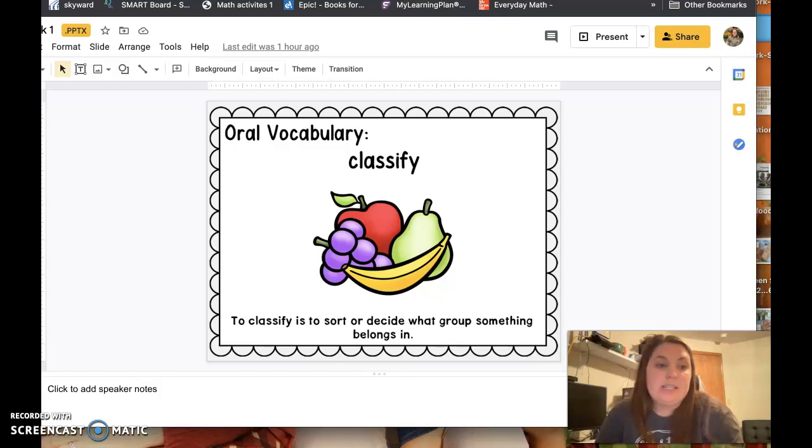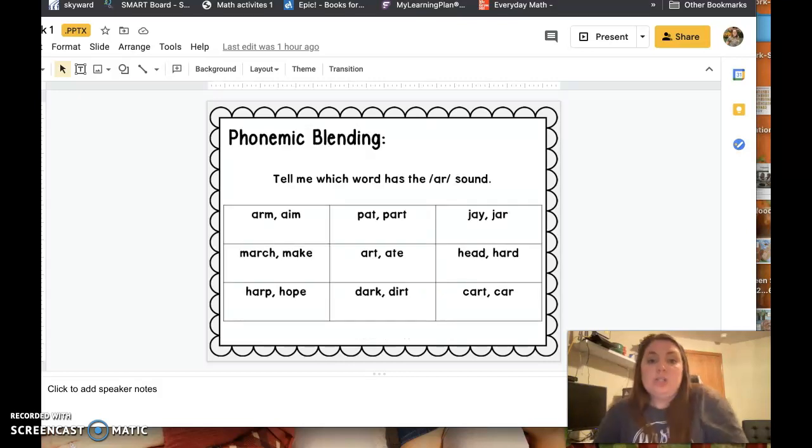All right, our next thing is you're going to tell me which word has the R sound. Here we go. Arm, aim. That's right, arm. Good job. Pat, part. Part has the R sound. J, jar. Jar has the R sound. March, make. March has the R sound. Art, 8. Art has the R sound.